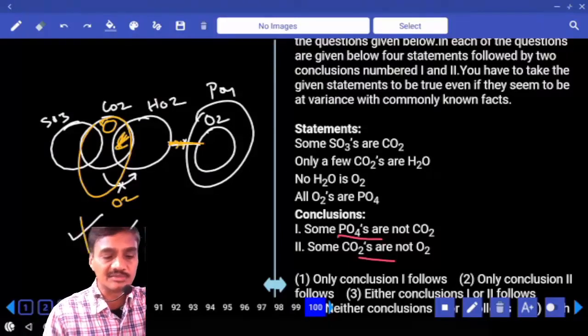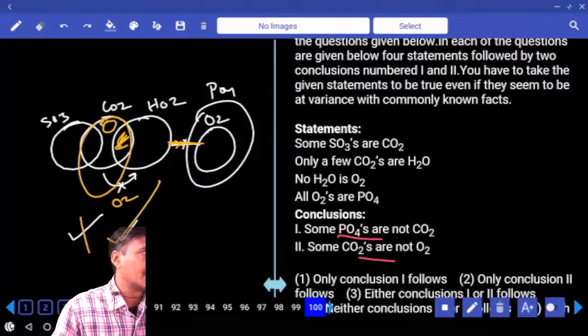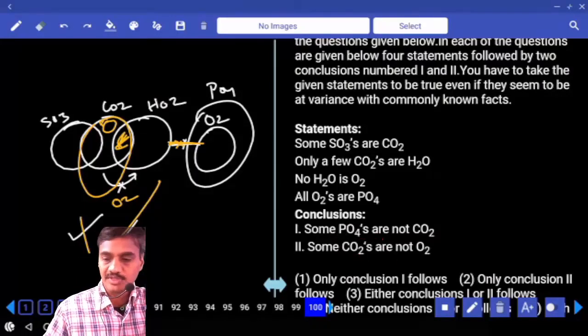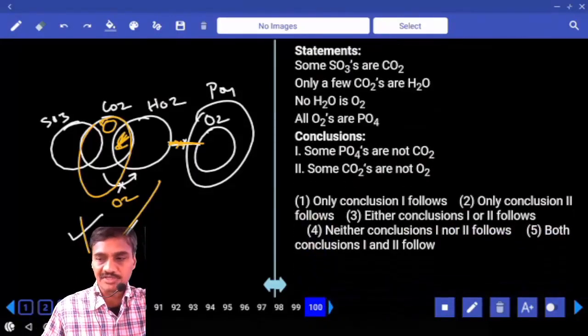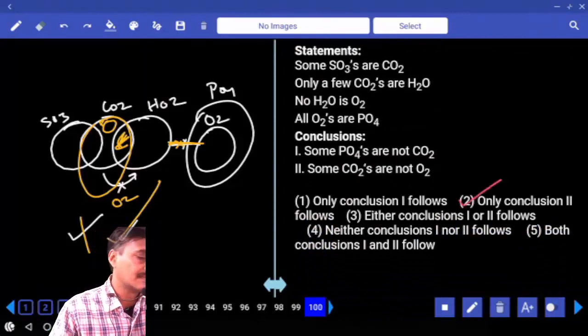And an alternate diagram cannot be drawn, this will be true forever. Hence what is your answer? Only 2 follows, and it is given in choice 2, question number 100.